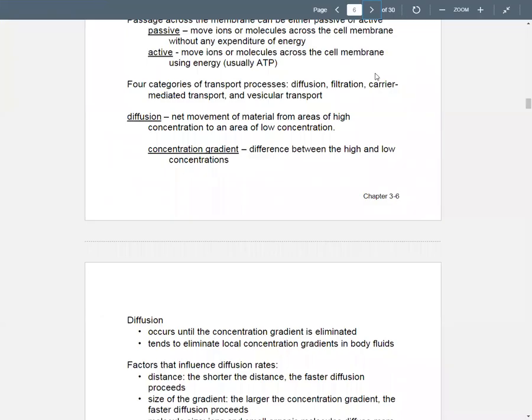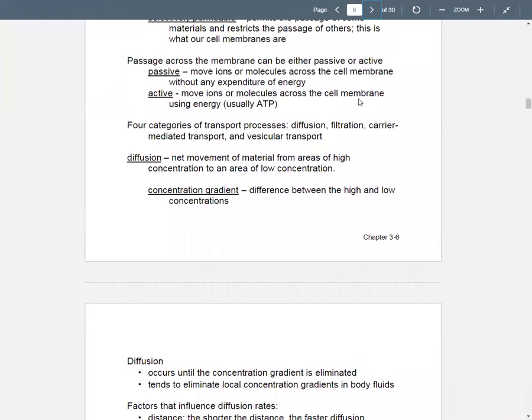All right, let's talk about active and passive transport. So passive transport, no energy is needed to move ions or molecules across the membrane. But if it's active transport, it's going to require energy, usually in the form of ATP.